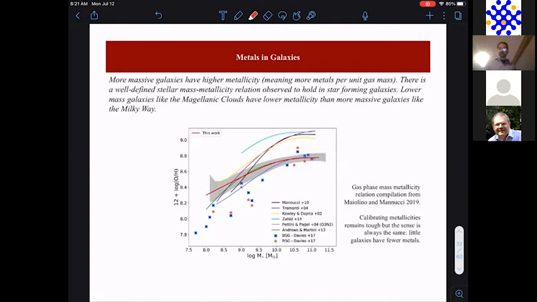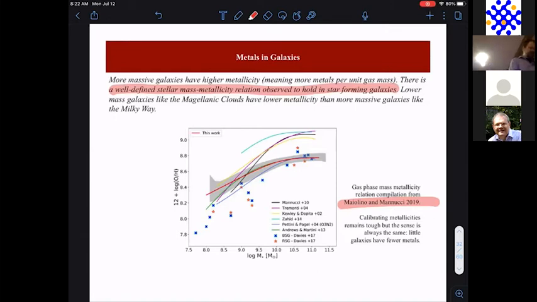So the metal content of galaxies also depends very sensitively on the overall mass of the galaxy. That's expressed as the mass metallicity relation, and I'm showing here the compilation from an absolutely voluminous review by Maiolino and Mannucci from a couple of years ago that I refer you to if you're at all interested in this topic. The key thing here is that there's a well-defined relationship between stellar mass and gas phase metallicity. There's also one for stellar metallicity, but we're not talking about that here.